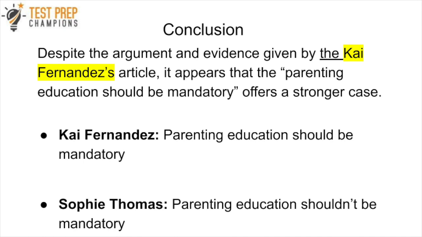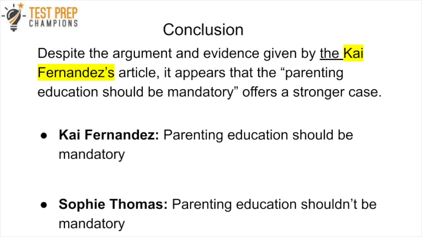Okay, and so in your first sentence, I think you want to say Sophie Thomas instead of Fernandez here. So I think you really want to say that "the evidence given by Sophie Thomas's article, it appears that parenting education should be mandatory, offers a stronger case." I think you wanted to put Sophie Thomas's name there, and that's okay. It's just practice here, but just something to keep in mind. And also, you don't need the word "the" in front of the author's name.